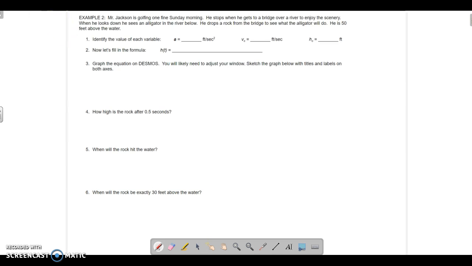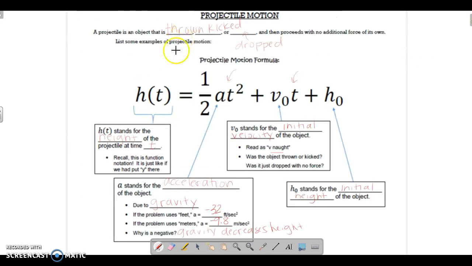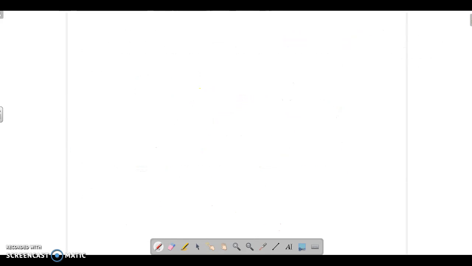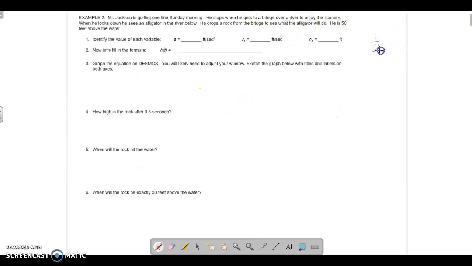So this time we are in feet, and that's important to keep in mind because that's going to change our acceleration. Remember back in our original notes, acceleration due to gravity, if it's in feet, we're talking about negative 32. So we're going to do 1/2 at squared. So for this one, 1/2 times negative 32 t squared is going to give us our first term. Half of negative 32 is negative 16. So negative 16 t squared is going to be the first part of our equation.